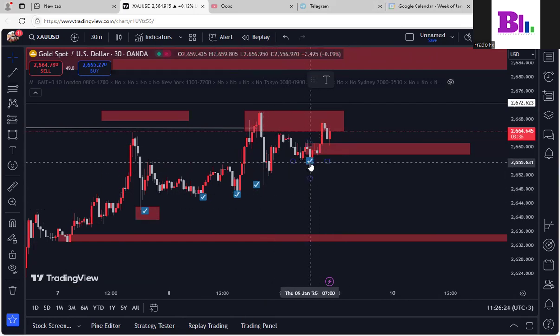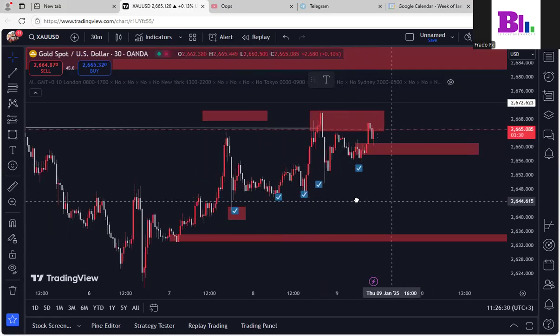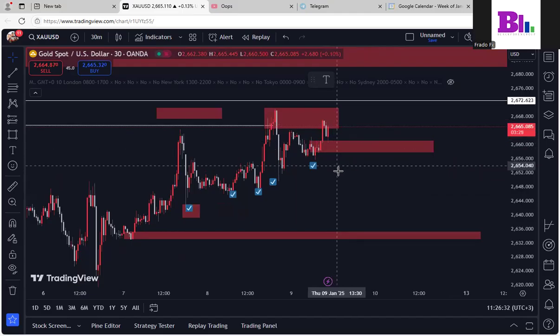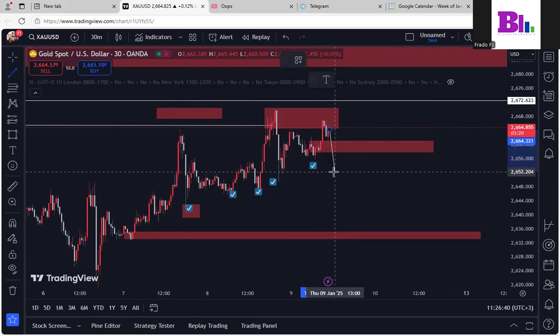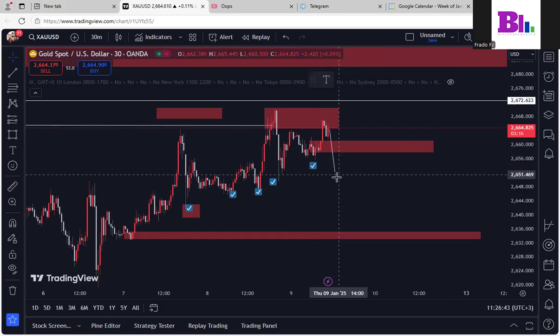So after this one, what we are waiting for now is a clear change of character, a clear flip here. This is live market, okay? This is the live market of gold. So we are waiting for the clear way, then we can find.